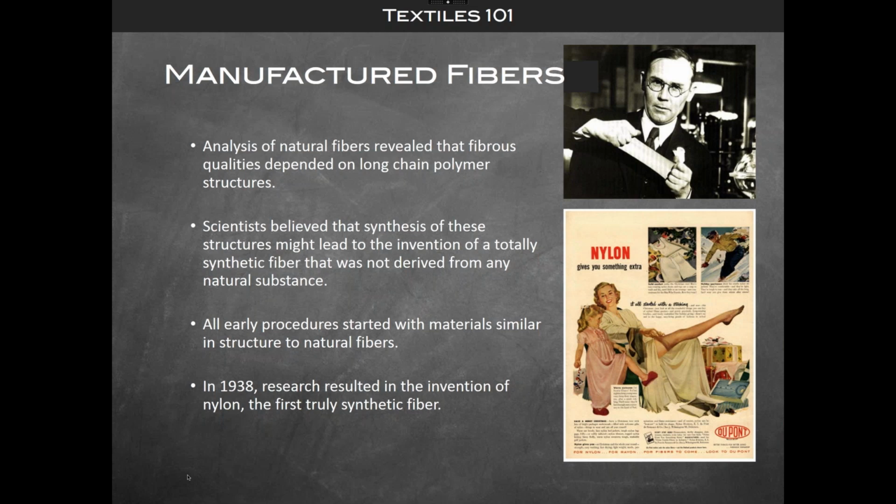Moving from natural fibers to manufactured fibers. Early analysis of natural fibers by chemists revealed that the fibrous qualities depended on long chain polymer structures. So scientists took this information that they learned from the natural fibers and believed that if they could synthesize those long polymer chains, they could eventually invent a totally synthetic fiber that didn't have any natural substance, basically.